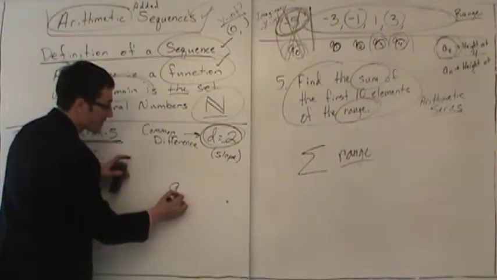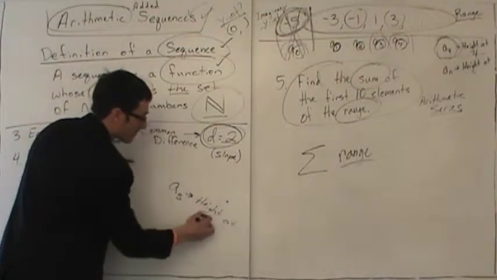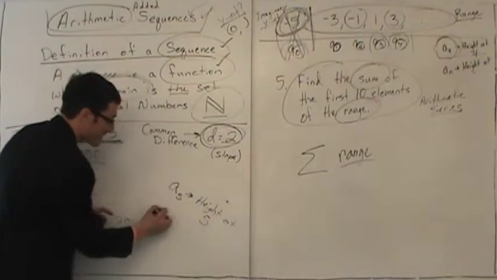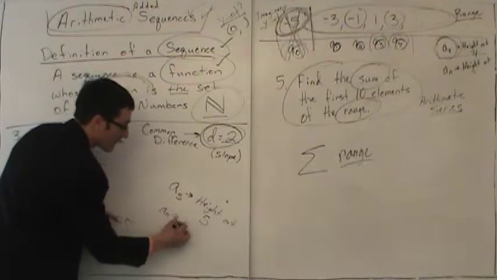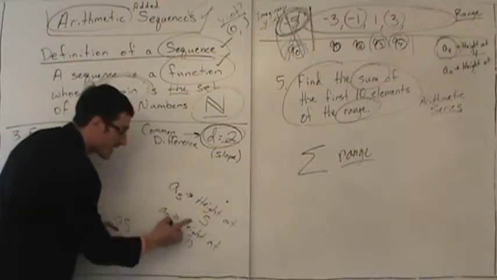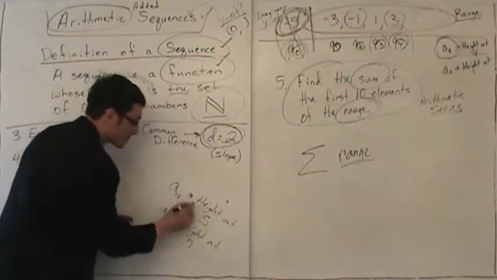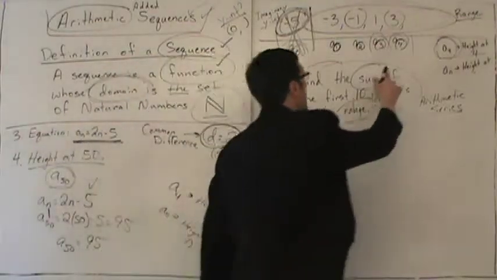If I write a sub 5, we read this as height at 5. And if I say a sub n, we read this as height at n. Hopefully you've gotten this already. Now notice, let's do height at 4. So now I'm going to write, what is the height at 4?